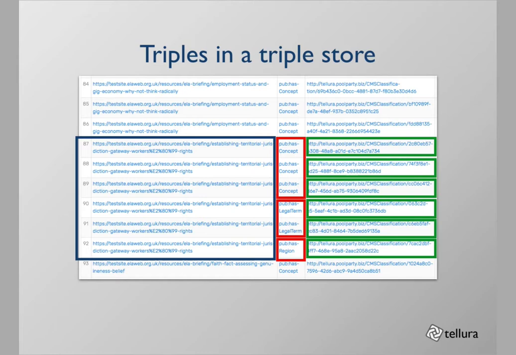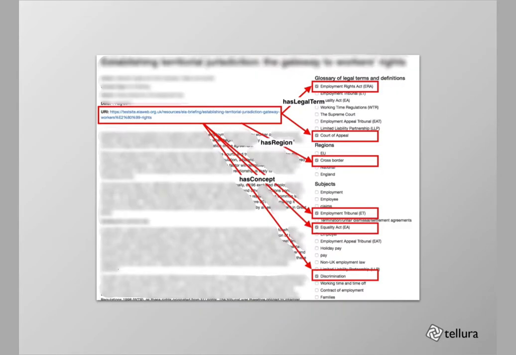And indeed, if we go and look back in the Content Explorer, you can see how that came about. We have a single URI for a piece of content, and we have that linked to 6 taxonomy concepts. Each of those concepts has a URI, and this one will use the has legal term predicate, this one has region, these ones has concept.